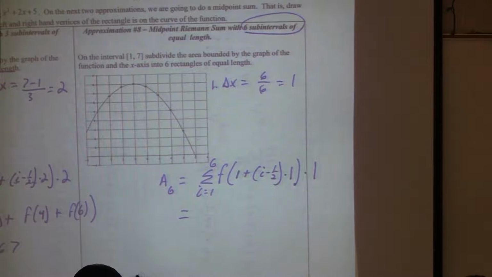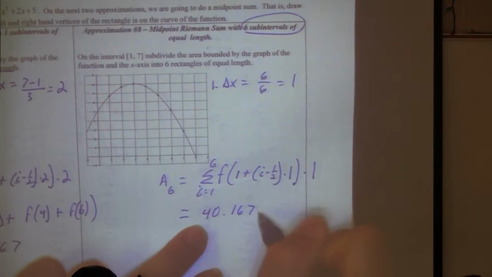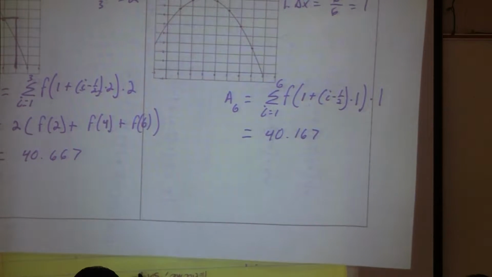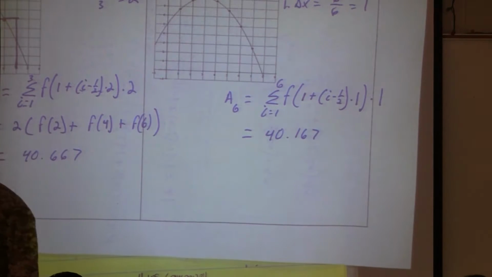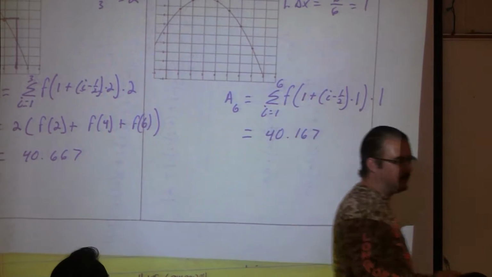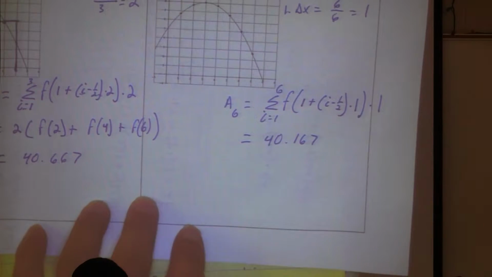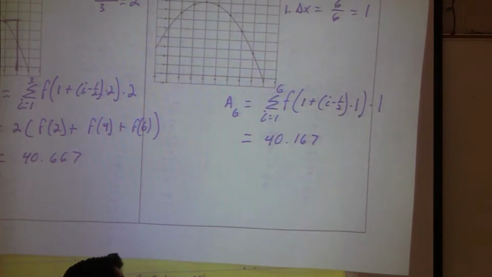What did you get, Andrea? 40.167. So, did the values get smaller or get bigger? It got smaller, right? So that technically means that what we are finding are over approximations, overestimates. They're a little bit over, a lot less over than the right-handed one was, right? Or was the left-handed one over? I don't remember. No, the left-handed one was over in this case, right? The right-handed one was under.